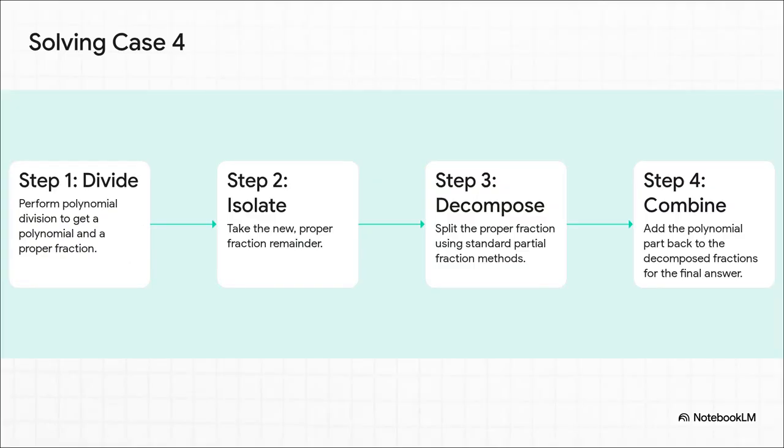So you can think of this as a simple 2-step recipe. Step 1, divide. That takes your big, messy, improper fraction and splits it into a nice whole number part and a proper fraction. Step 2, decompose. You just take that new proper fraction and break it down like you normally would. But there's one thing everyone forgets. You have to add that whole number from step 1 back in at the very end. Please don't forget that final step.